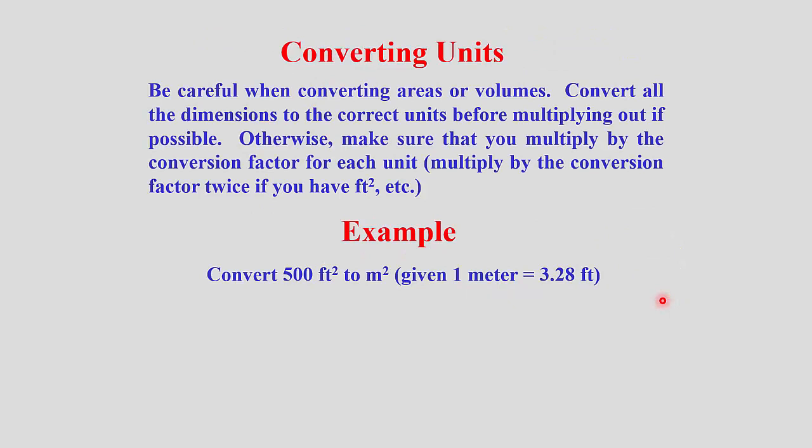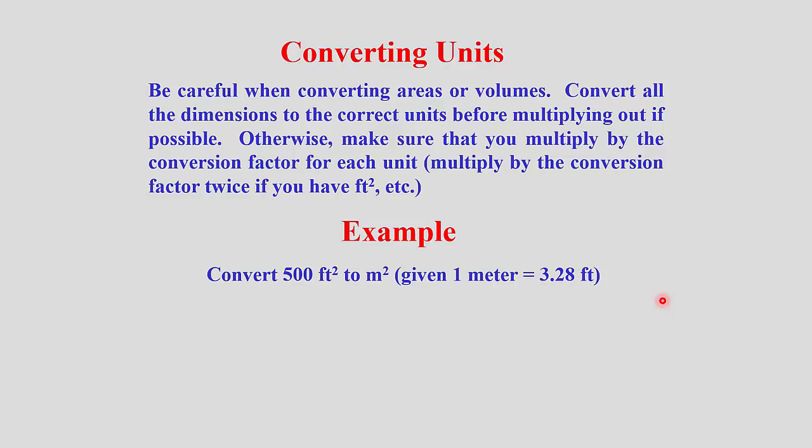The final example I want to look at is converting areas and volumes. If possible, my recommendation is to convert the dimensions to the correct units before you multiply it out. If you're given a length and a width and a height, convert them before you multiply them together to get volume. But you can't always do that.